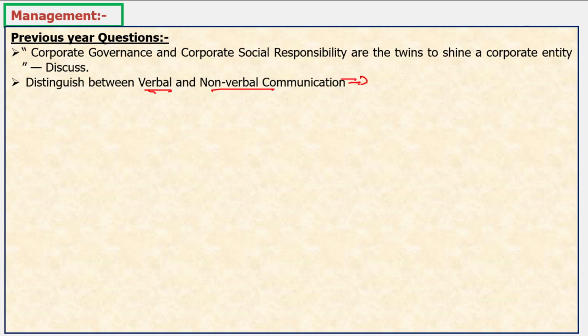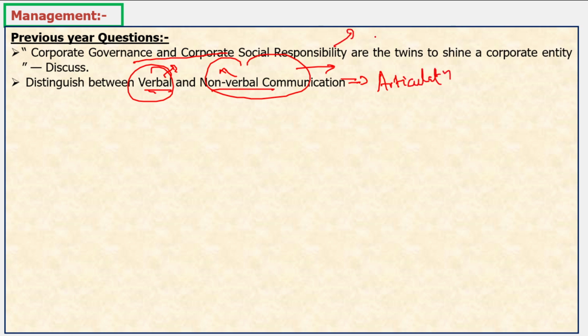Next, distinguish between verbal and non-verbal communication. Now this was a direct quantitative kind of question. Now when I say quantitative, I do not mean a number-based question. I mean that if you know the data, you can draw parallels and differences between them. Obviously here your knowledge would be sufficient to answer the question. You need a little bit of articulation skill here too, but in the first kind of question you can see that your ability to articulate well would be very, very important.